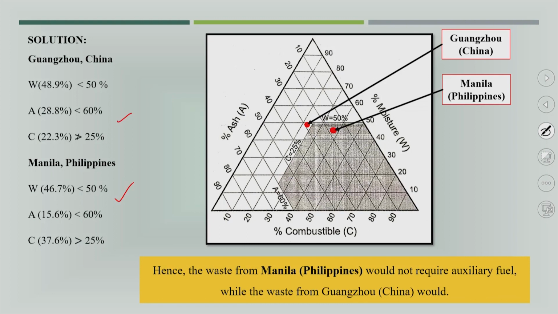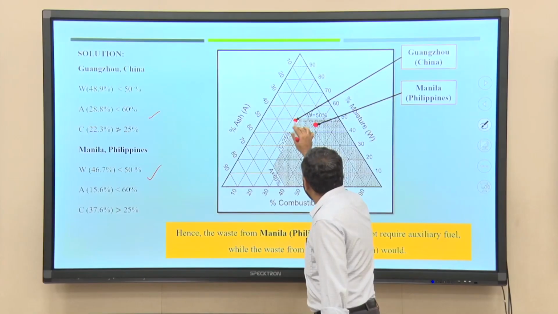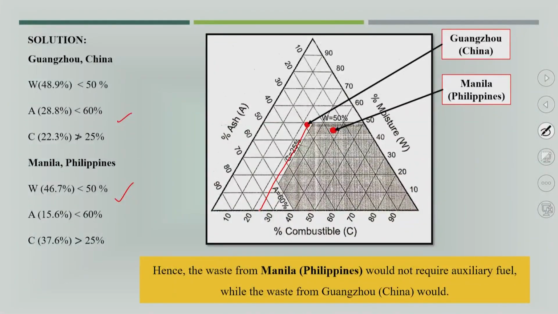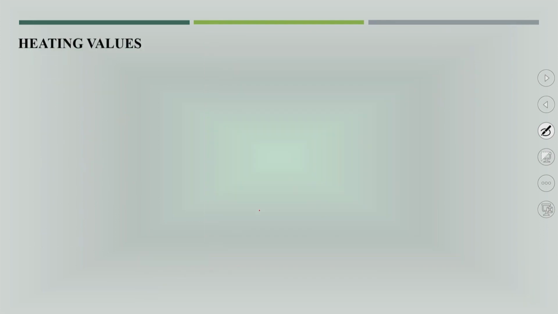It means it has a low percentage of combustible matter. You see here, if you plot like this, it has only 25% combustible matter. So, obviously, extra auxiliary fuel will be required for the combustion process.